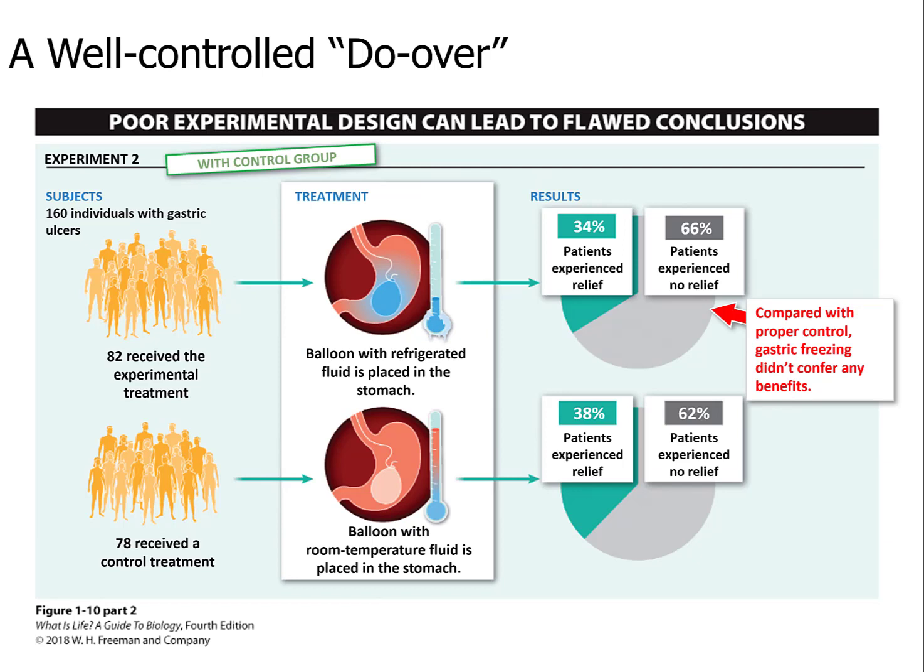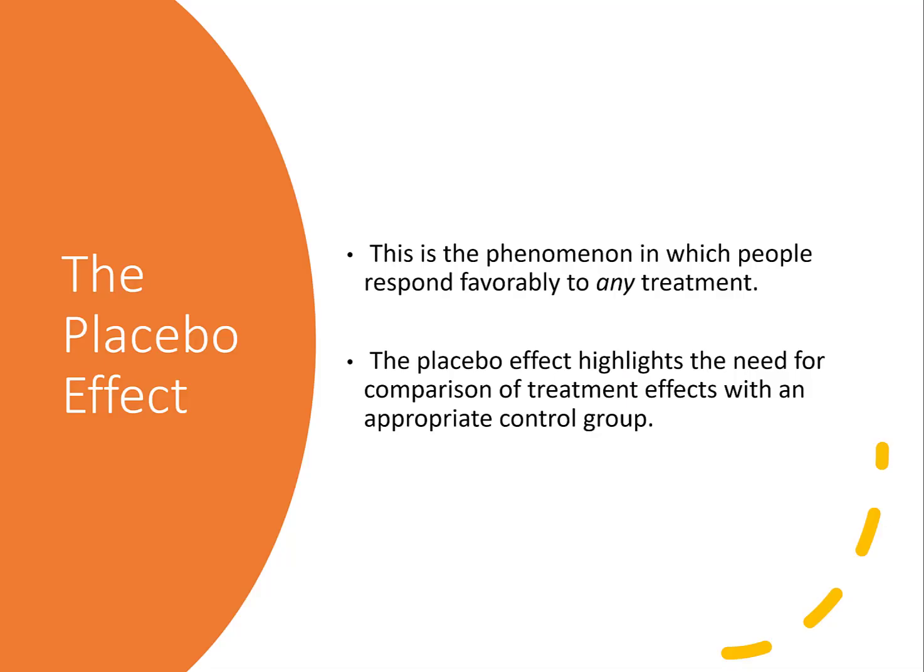But if you do it with a control, 160 individuals, 82 received the experimental treatment, and 34% of patients experienced relief. With a balloon with room temperature fluid, so we have one that's refrigerated and one room temperature, 38% experienced relief. Compared with the proper control, gastric freezing didn't confer any benefits at all. So you can see how important controls are to really discern the details of a study.